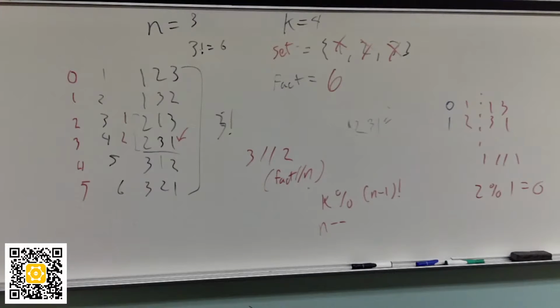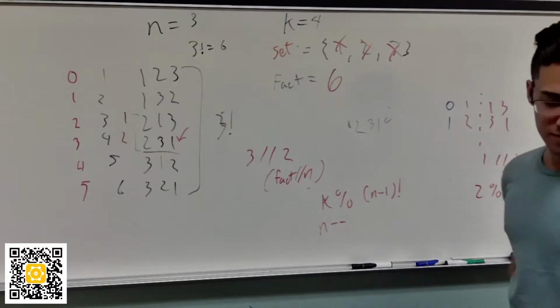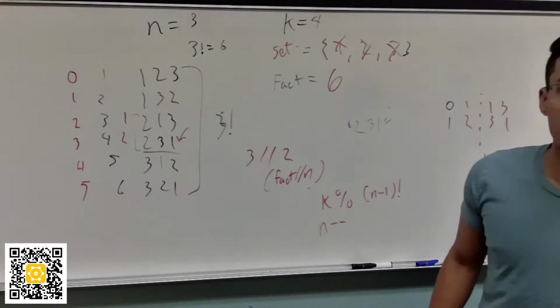Keeping track of the factorial we're on right now. We don't know which index we're going to remove. It could be the same thing as if you were removing the first index.